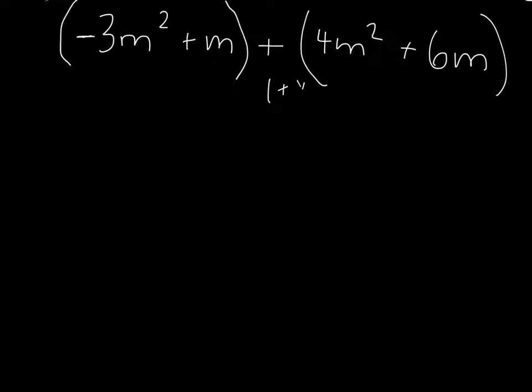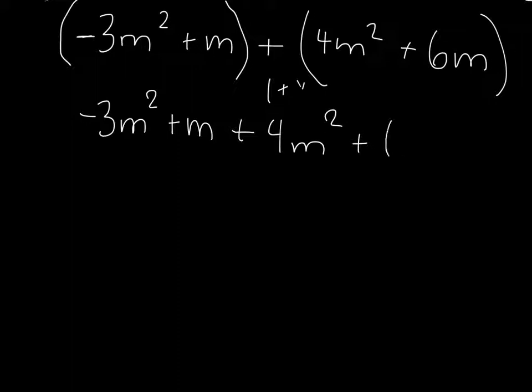So let's simplify this: -3m squared plus m plus 4m squared plus 6m. So that's our simplified version. Now we need to simplify even more to get the like terms. Like I said, let's use our handy dandy red color and eliminate the ones which are like terms. So we could first do -3m squared plus 4m squared, which is m squared.